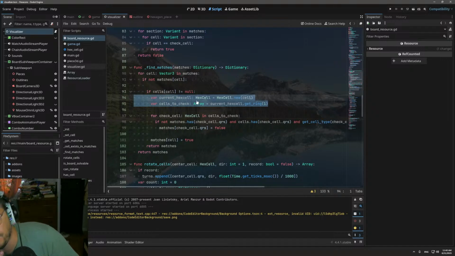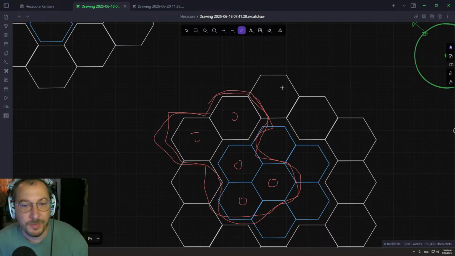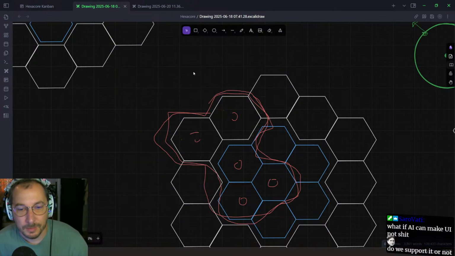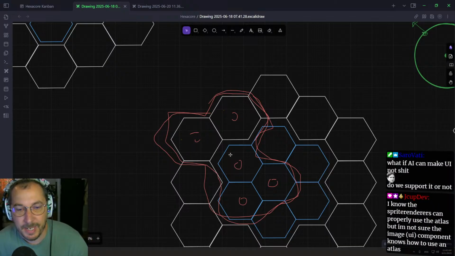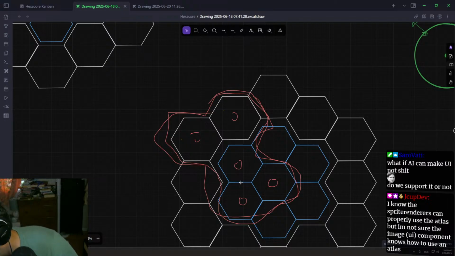Now, here's another way. I'm trying to think of a smart way to do this, guys. That's all I'm trying to do. So theoretically, if we know every place where the hexagon, where all the matches are, we still have to check neighbors. I know the sprite renderers can properly use the atlases, but I'm not sure the image UI component knows how to use it.